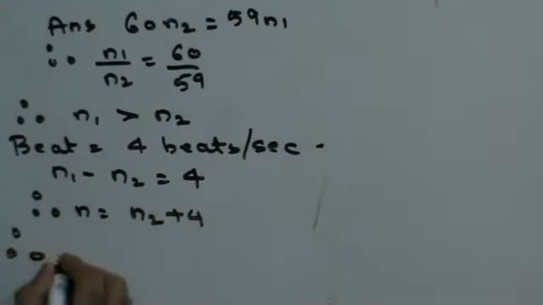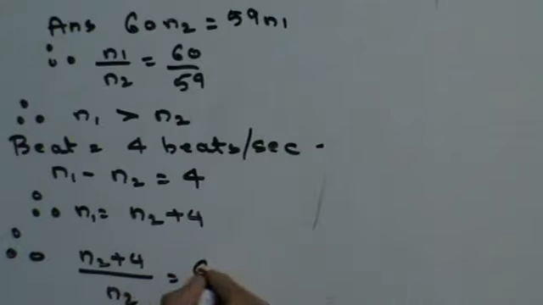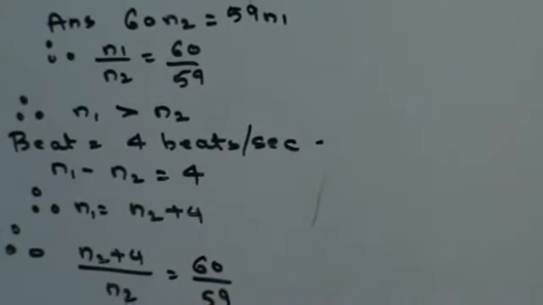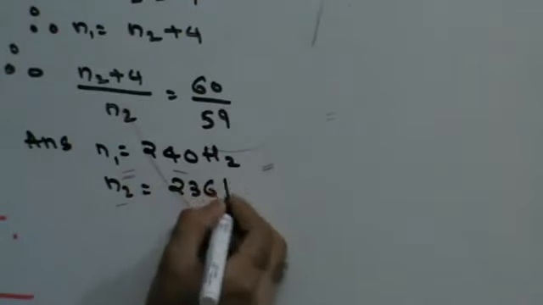Substitute this value in the above equation, so I will get N2 plus 4 upon N2 is 60 upon 59. There is only one unknown in this equation, which is N2. So you should be able to get the value of N2 and then subsequently substitute here to get the value of N1. The answer for this sum should be N1 equal to 240 Hertz and N2 is 236 Hertz.